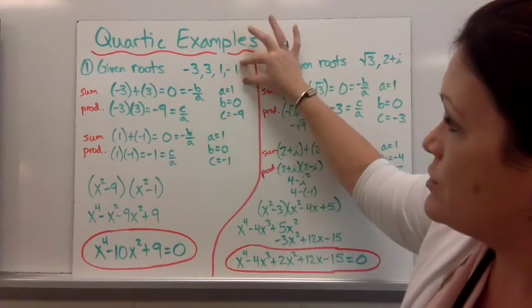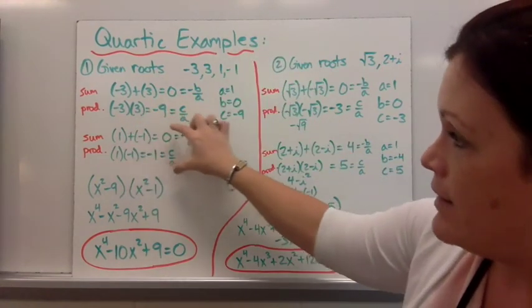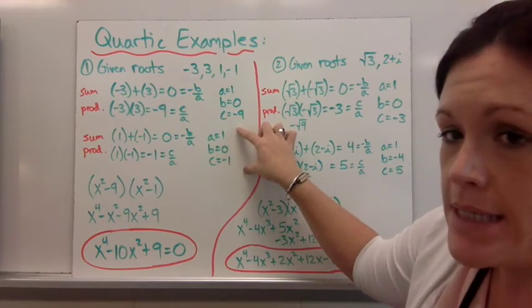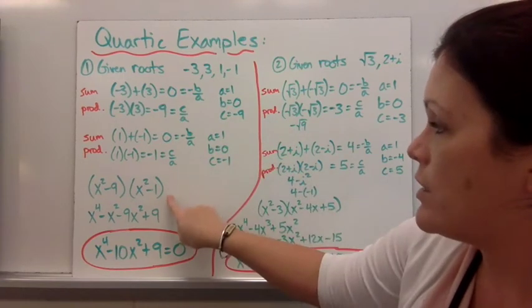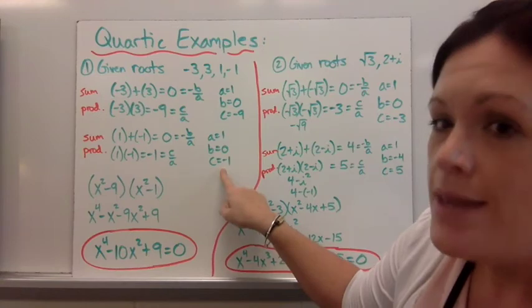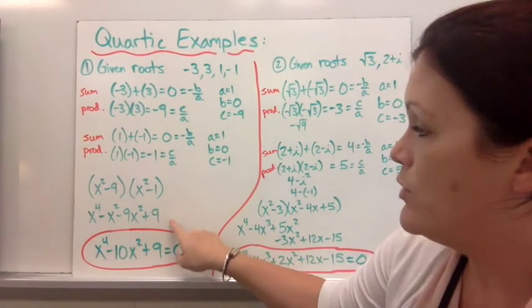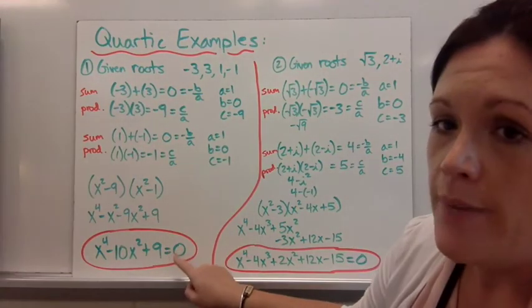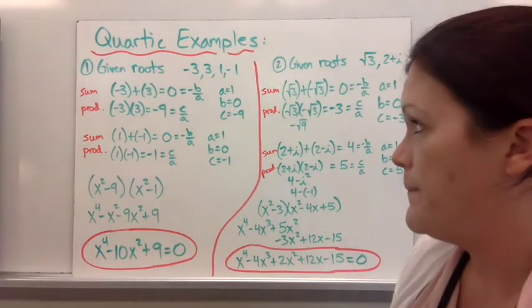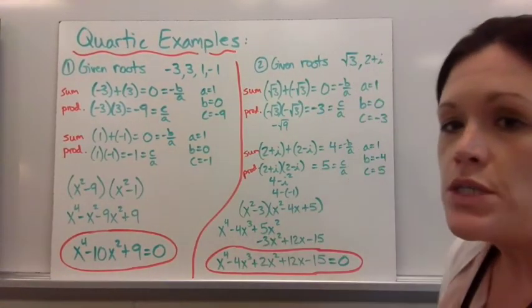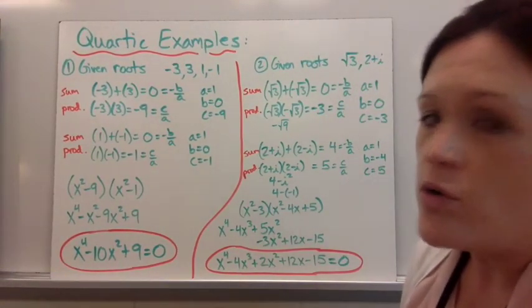Then I took the other 2 roots right here. I added them, I multiplied them, I pick out A, B, and C. I wrote down the quadratic equation that went with those 2. Then you multiply all that together, be careful, and you end up with your quartic polynomial equation down here at the bottom. The last example is the quartic one that's not real or rational.